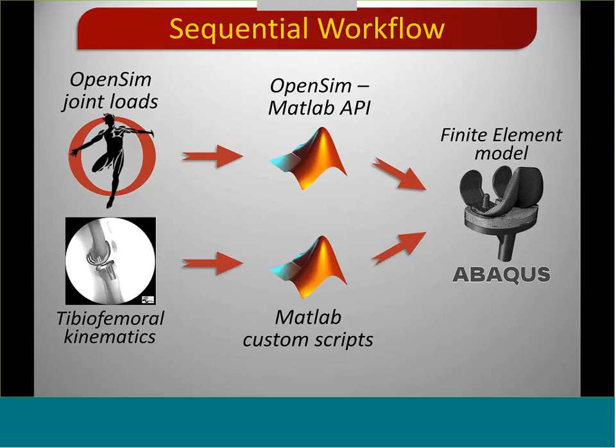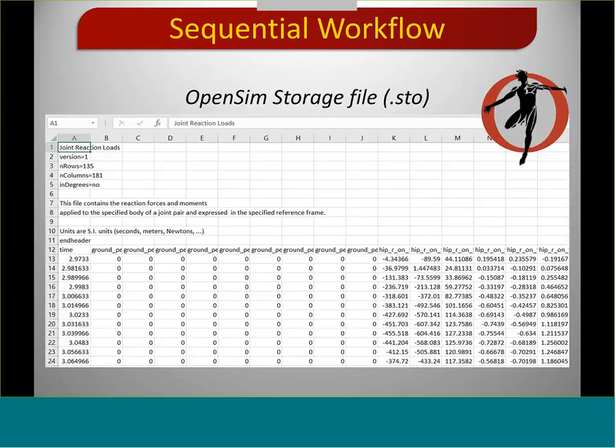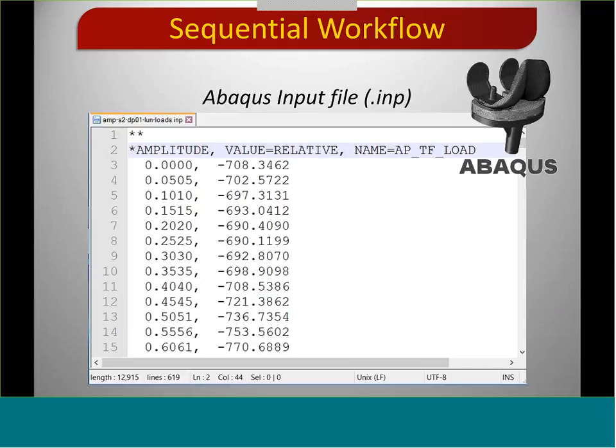Just to quickly show you an example of what we did, this is an output data produced by the joint reaction analysis performed in OpenSim. It is a storage file, and it presents the joint loads, the big matrix, as a function of time. You can see the time column on the left and the joint loads in the matrix. And this data was converted with our MATLAB scripts into Abaqus input files that are simply text files in which we can find, again, the time column on the left and the actual joint loads on the right.